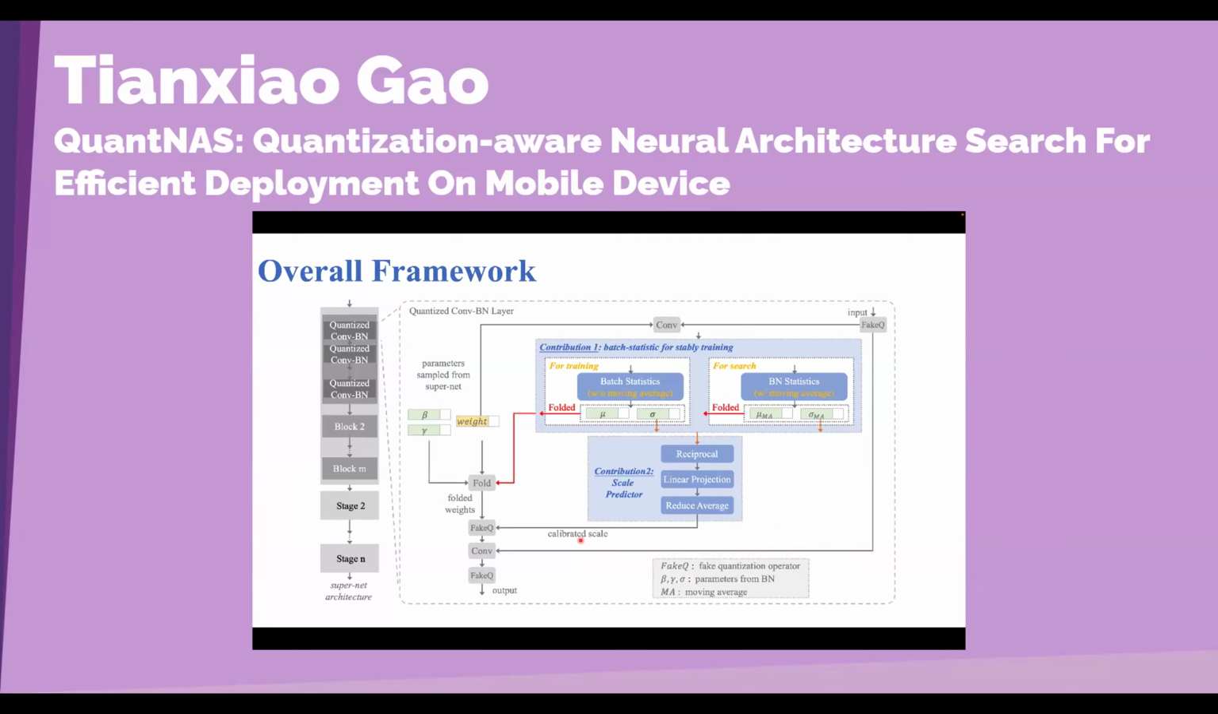During training, the proposed framework jointly trains the scale predictor with the SuperNet under a batch statistic-based training strategy. During search, the scale of each subnet is calibrated with the scale predictor after BN calibration to improve the performance. In this manner, the proposed framework is able to find the optimal quantized architectures under different resource constraints without retraining.